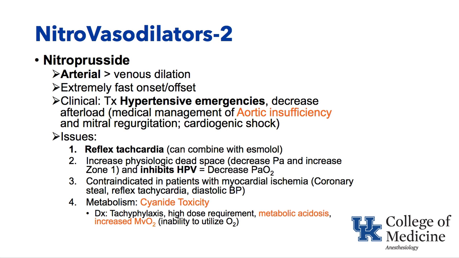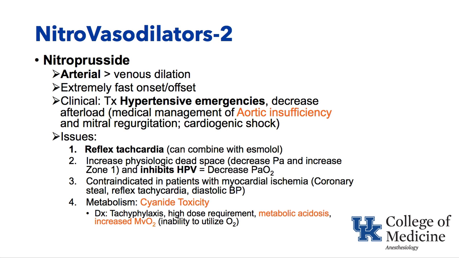In patients with myocardial ischemia, nitroprusside is especially bad because it, 1, can cause coronary steal, 2, reflex tachycardia, increasing myocardial oxygen demands, and 3, decrease the diastolic blood pressure, reducing supply. Another problem with nitroprusside is a metabolite of this drug is cyanide, and cyanide can build up and cause toxicity.